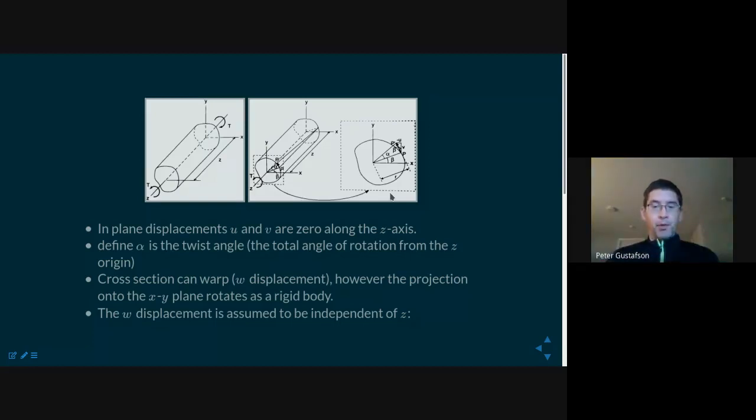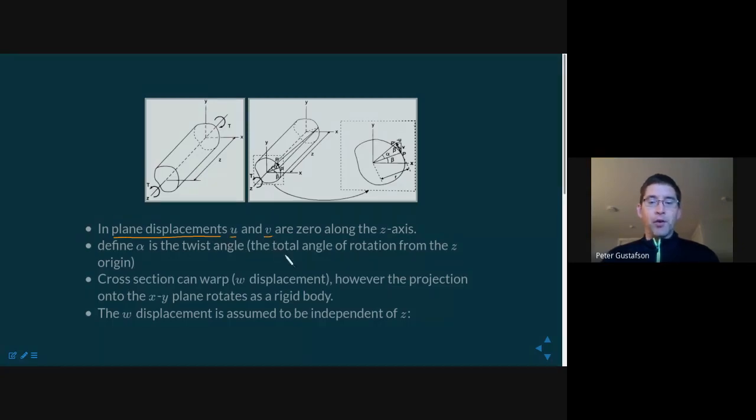All right, I'm going to set down my ruler for just a moment, and I'm going to highlight this in the slide. So the in-plane displacements, of course, are U and V because they're in the X and Y directions. They are going to be 0 along the center of twist, and otherwise in that plane are going to be non-zero. Now, what do I mean by 0 along the Z-axis?